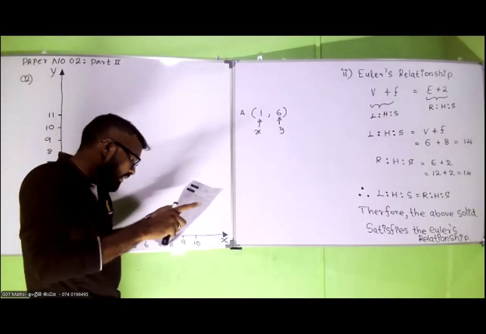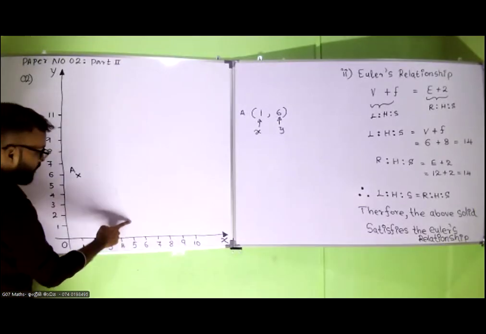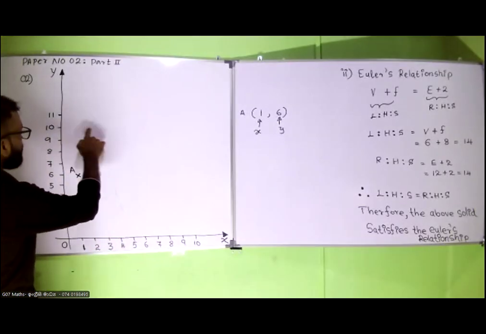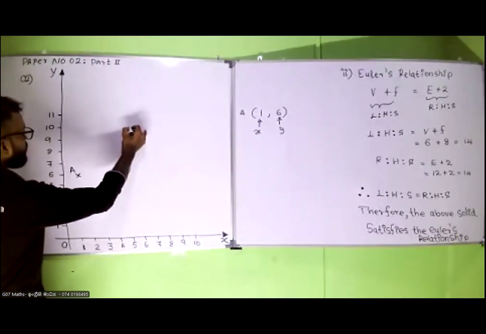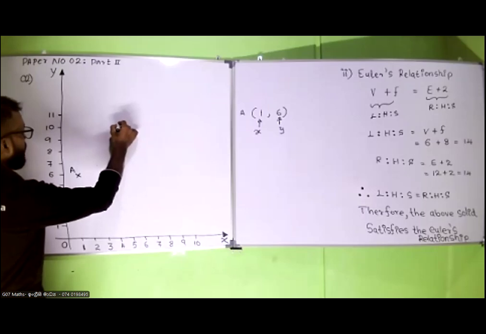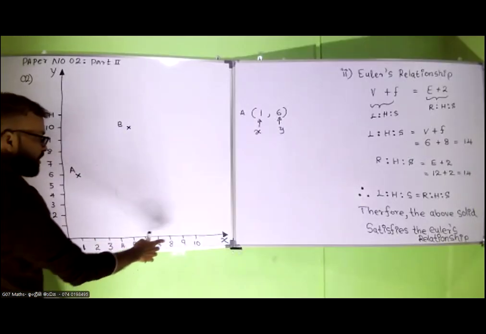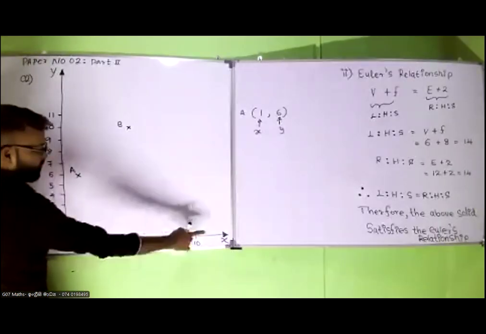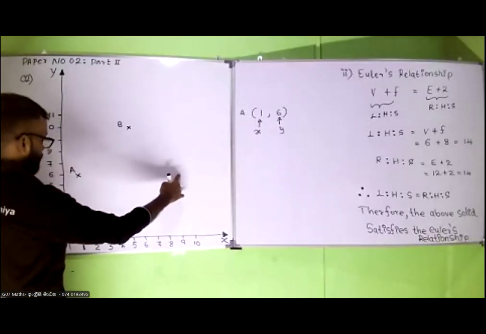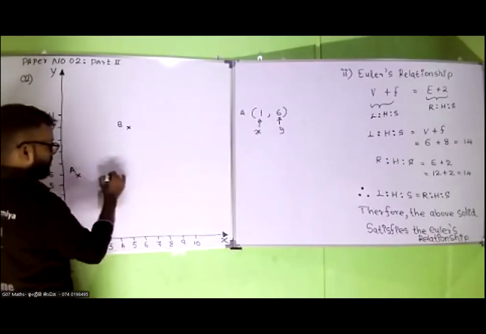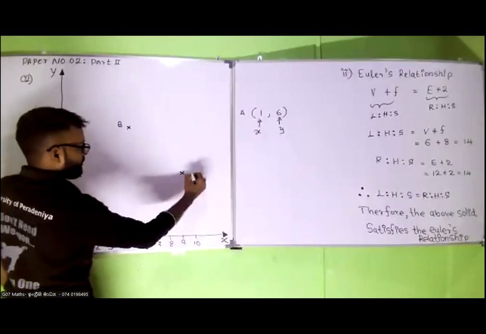Then B (5, 10). 5 on the x-axis, 5 somewhere around here, and 10 here. Somewhere around here. So this is my B. Then C (9, 6). 9 is here on the x-axis. Then 6 is somewhere around here, right on top of this. So this is my C.